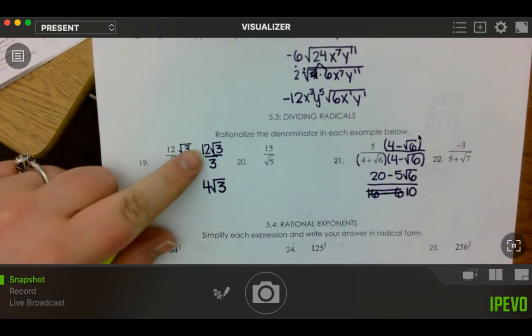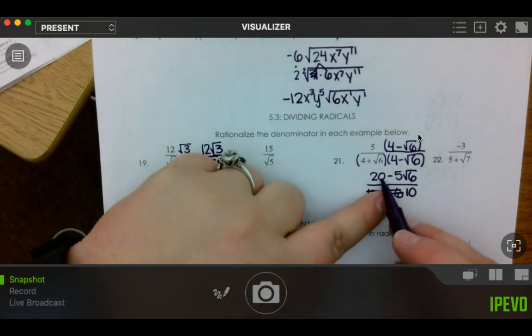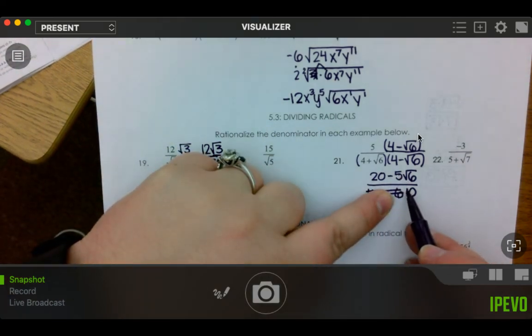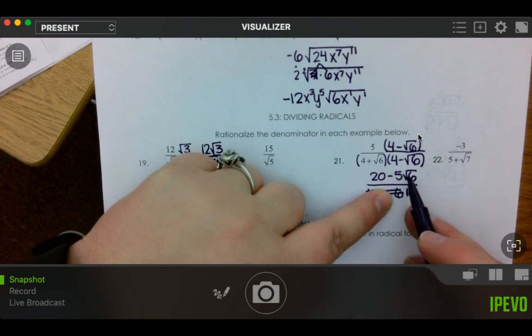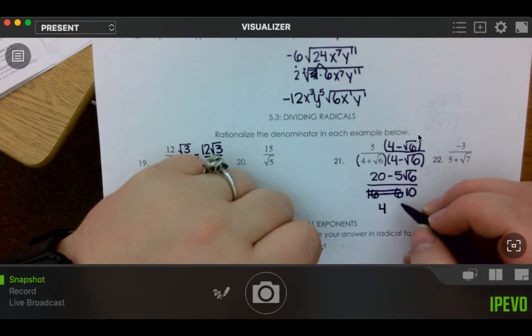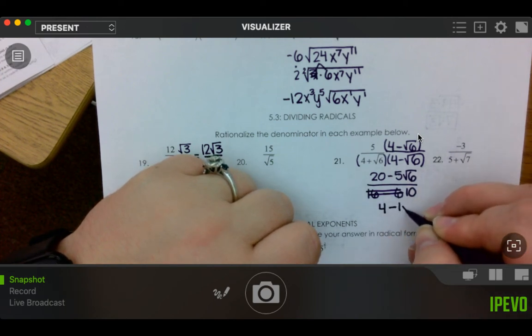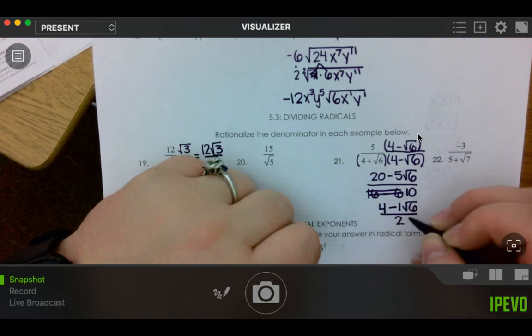So then just like over here when I checked the numbers out front, I need all three of these to have a number that goes into them, which 5 can be divided by all of them. So 20 divided by 5 is 4. Negative 5 divided by 5 is negative 1. And 10 divided by 5 is 2.